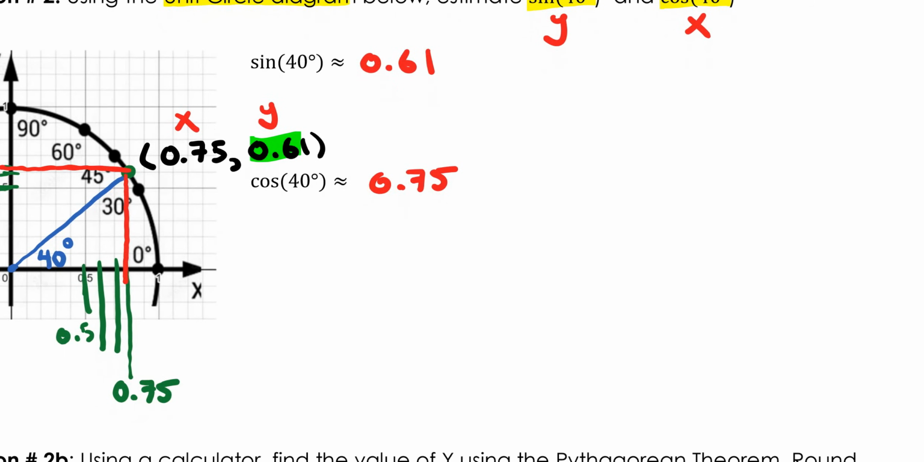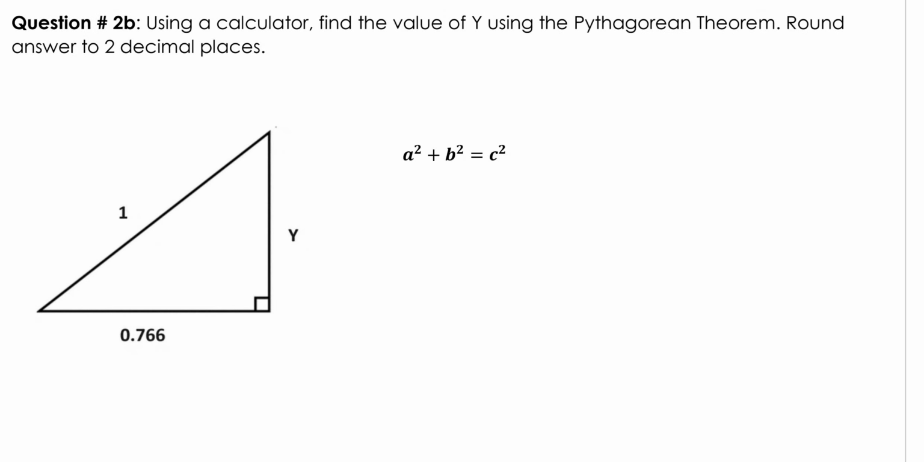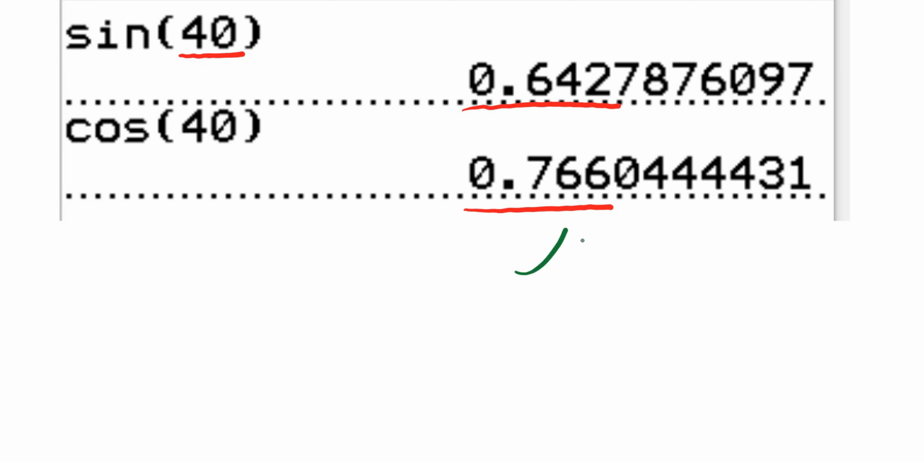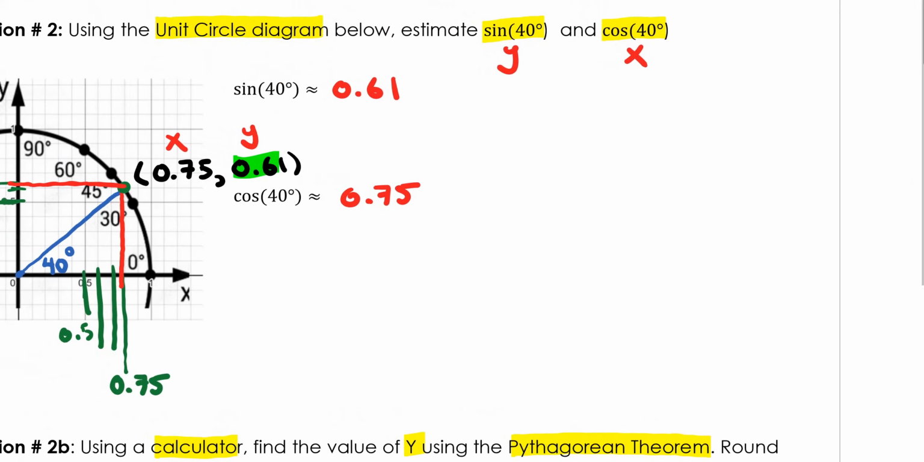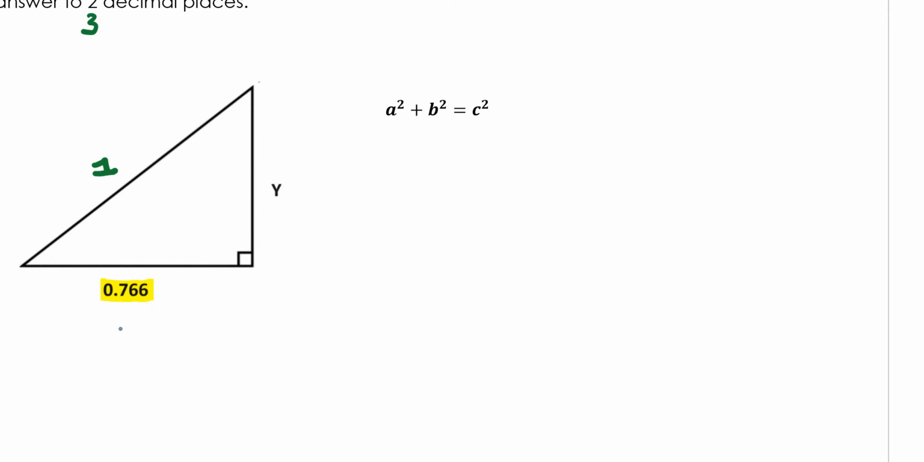And for question 2B, we need to use a calculator again, and we need to find the value of y using the Pythagorean theorem. And I need to round to 2 decimal places here. 2 or 3 decimal places is totally fine. Okay, so I know the unit circle has a hypotenuse of 1 or a radius of 1, and the x value, let's just say this is 0.766. That's really coming from this rounded answer, 0.766. So my estimated answer was 0.75, but the real answer was 0.766. Okay, let's go back to here now. So let's label this as A, this is your B, and this is your C, right?